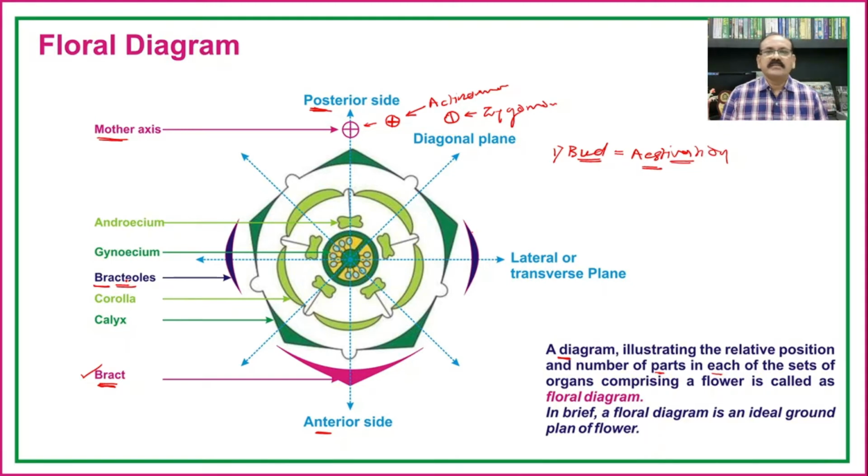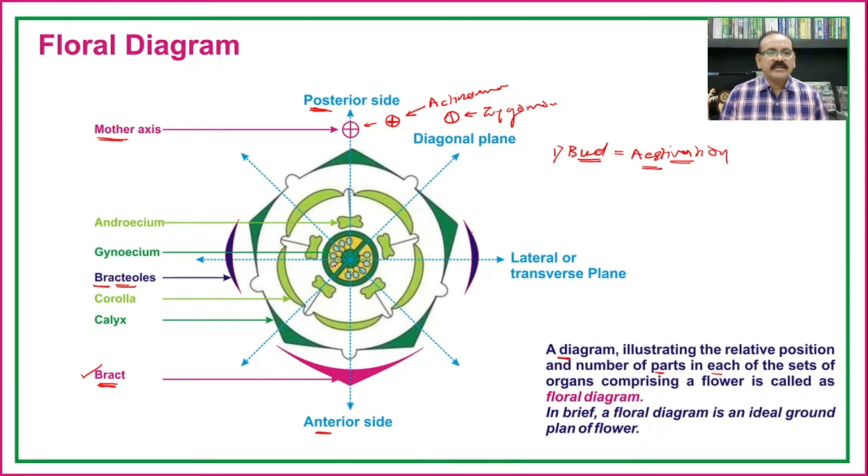In some cases, like the family Malvaceae, there is a complete whorl of bracteoles which is responsible for the formation of the epicalyx. In such cases, we have to draw the total number of bracteoles which are present in that flower.